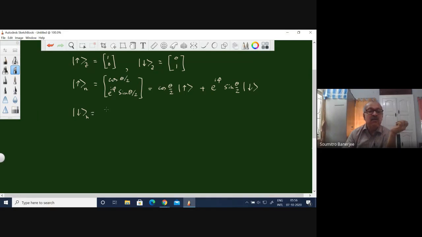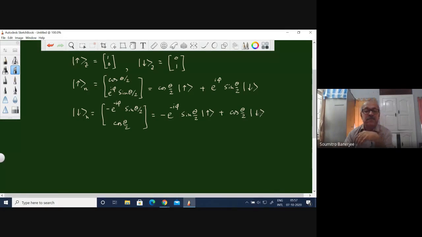Down n is, we have already seen this, minus e to the power minus I phi sine theta by 2, and this was cos theta by 2. Okay. And this is again written in this form: minus e to the power minus I phi sine theta by 2 in terms of the up basis, plus this one is only cos theta by 2 in terms of the down basis. Okay.